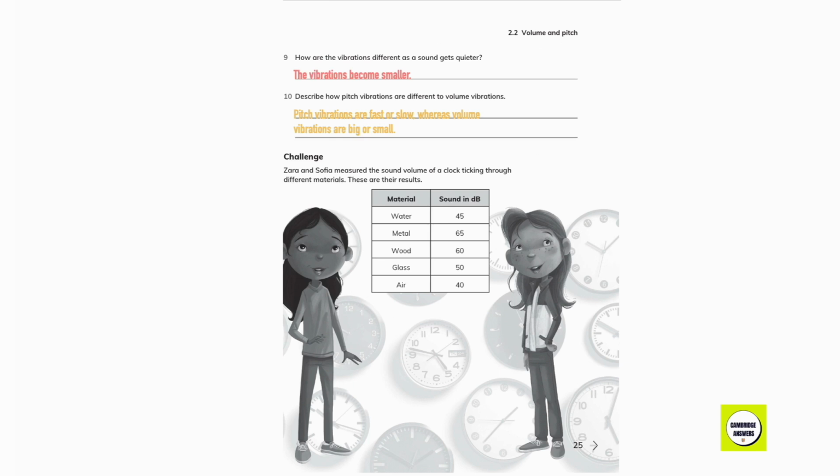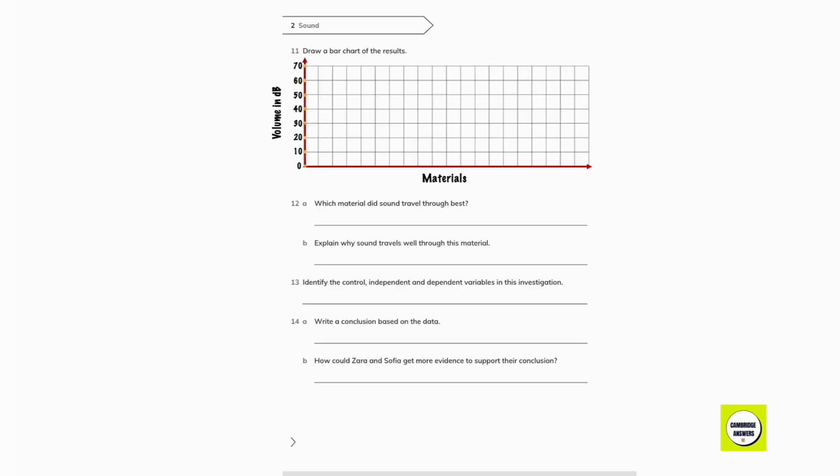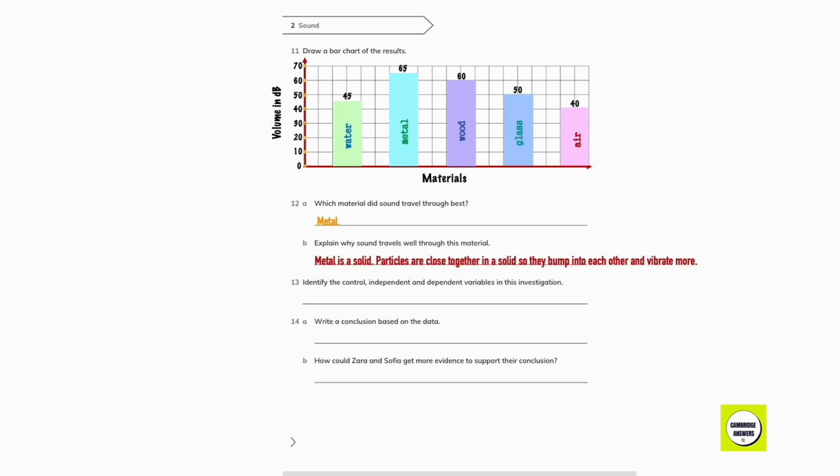Zara and Sophia measured the sound volume of a clock ticking through different materials. These are the results. Water, sound in decibel 45, metal 65, wood 60, glass 50, air 40. Draw a bar chart of the results. Which material did sound travel through best? Metal.